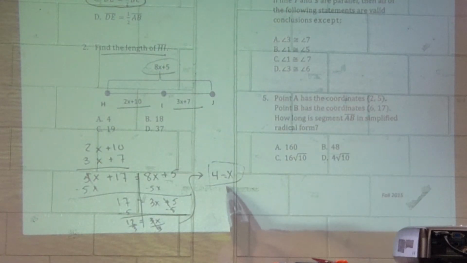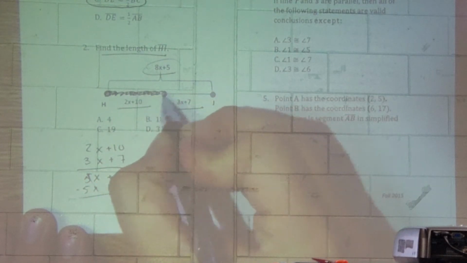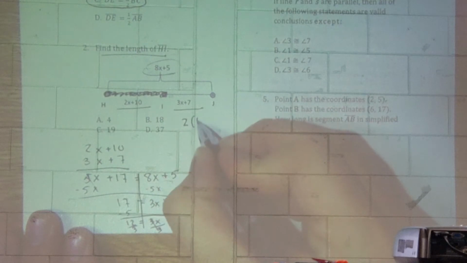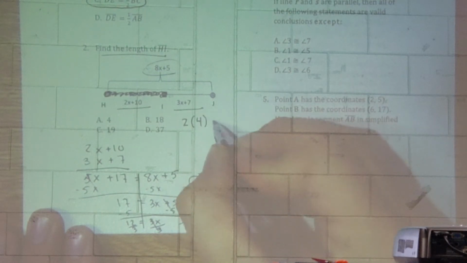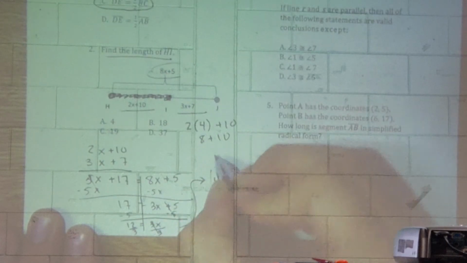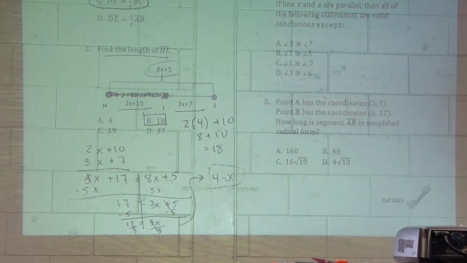Well, now that I know x is 4, HI is this line segment right here. So we just need to plug it in. If I plug in 4, it's 2x plus 10. So 2x is 4, so we'll put 4 plus 10. Well, 2 times 4 is going to give me 8. 8 plus 10 is going to give me 18. So it looks like I'm going to choose answer choice B.